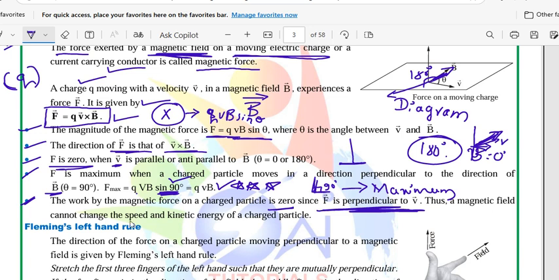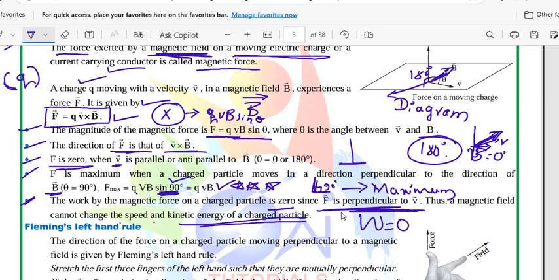Thus a magnetic field cannot change the speed and kinetic energy of a charged particle. If the force becomes perpendicular to v bar, then the work done will become 0. The magnetic field cannot change the speed of the charges moving inside the current carrying conductor, and also the kinetic energy of the charged particle will not change.